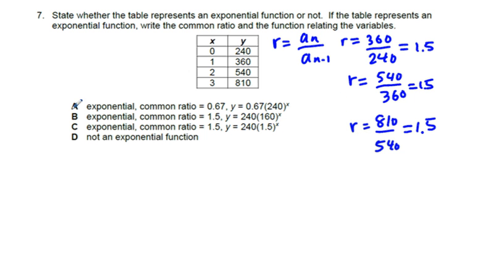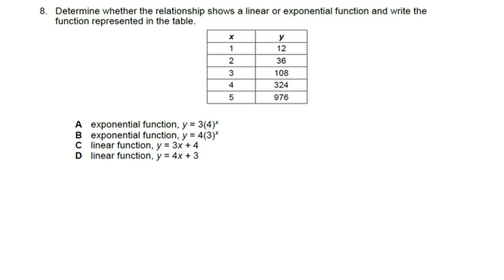So we know that it's not going to be A or D. Next, between B and C, the way the thing works out is you put your starting amount, in each case we have that, times the base to the power of x. So C is our correct answer for number 7. Next, 8, determine whether the relationship shows a linear or exponential function and write the function represented in the table.